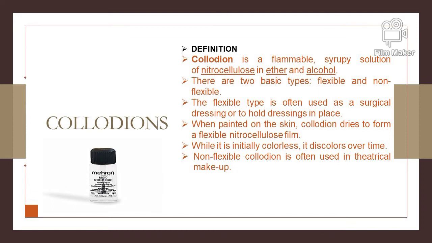The flexible type is often used as a surgical dressing or to hold the dressing in place. When painted onto the skin, the collodion tries to form a flexible nitrocellulose film. While it is initially colorless, it discolors over time. And the non-flexible collodion is often used in theatrical makeup. Examples are rigid collodions.